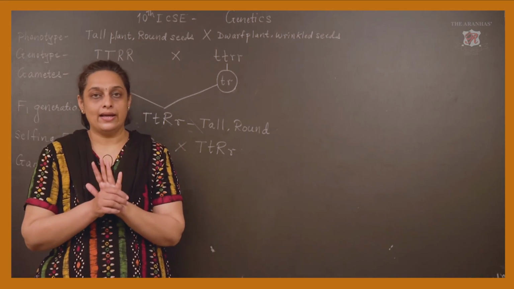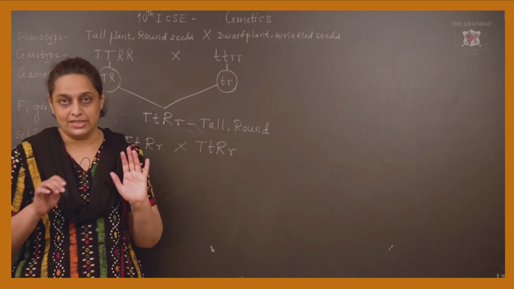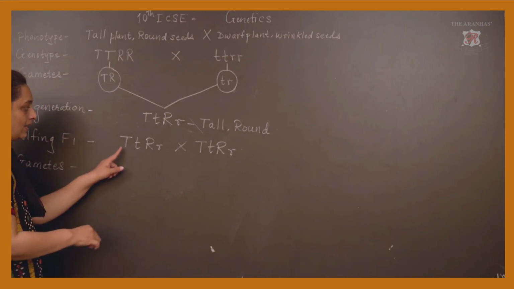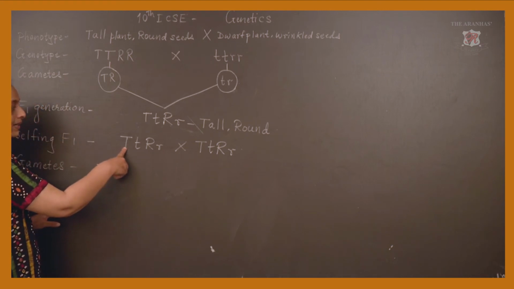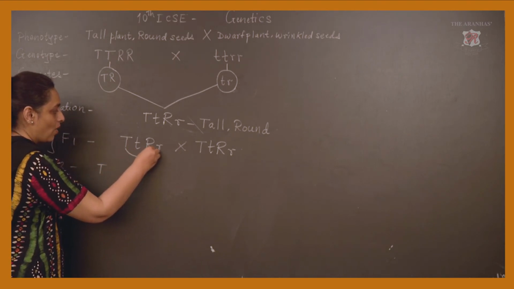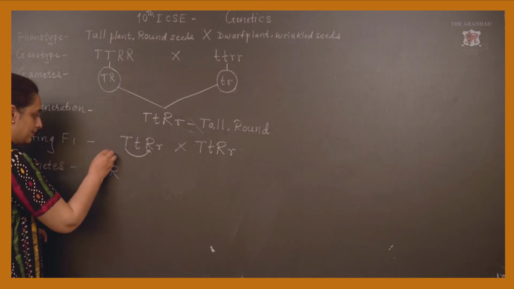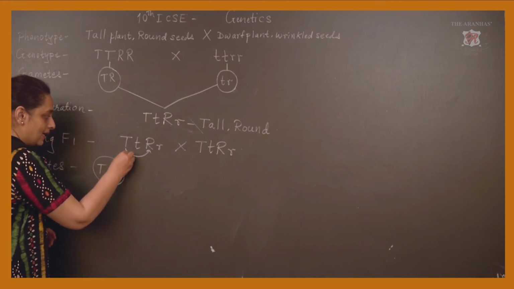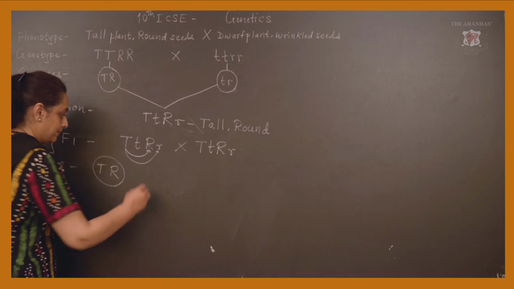So now let us find out how to write various possible gamete combinations. Now, what may happen is, I will consider first capital T is forming a combination with capital R. Okay. Now capital T is forming a second possible combination with small r.